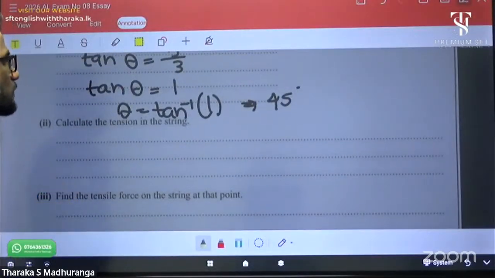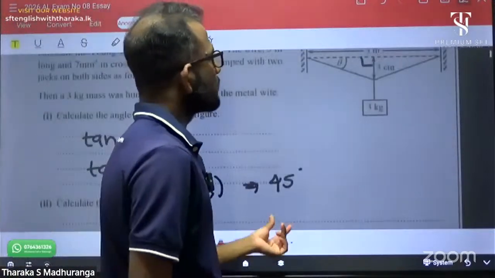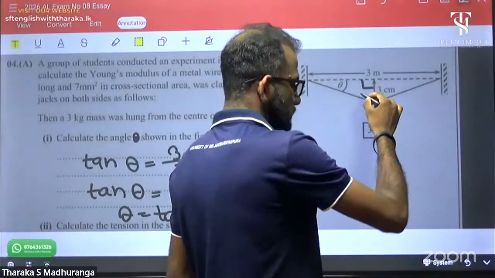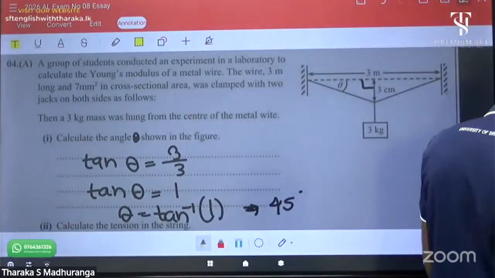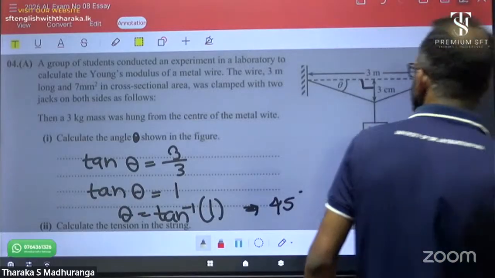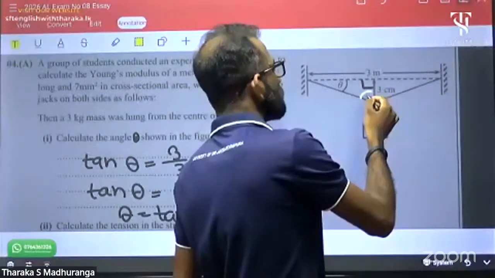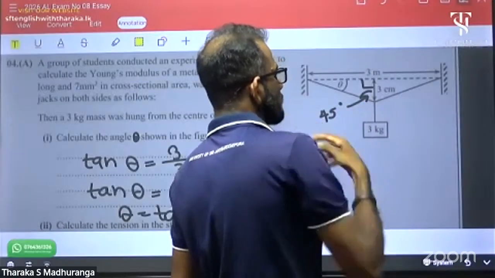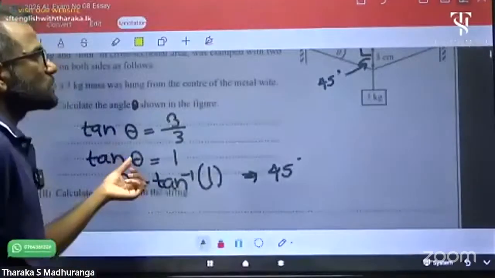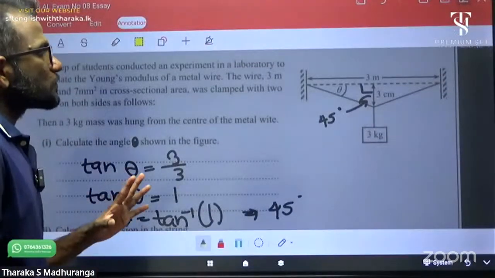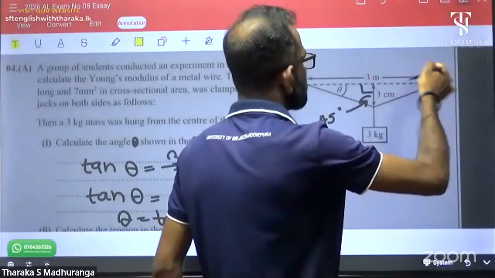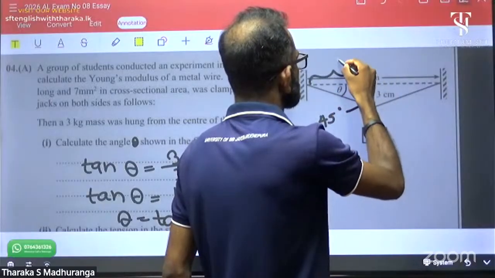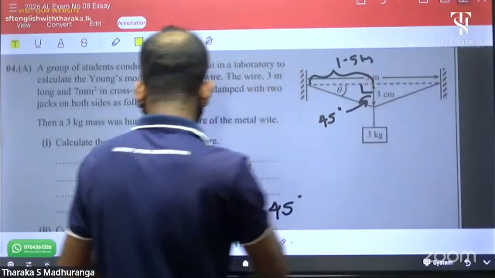Calculate the tension in the string. Now you can get this angle, if it is 45, and this one also 45, right? Now, sorry. This total is 3, no? Then this part is 1.5. 1.5 meter. It is not 45.